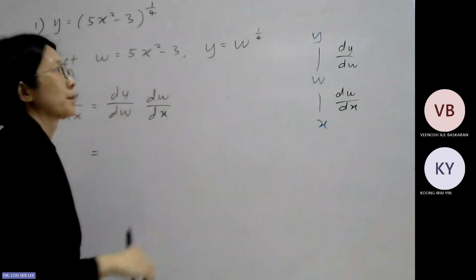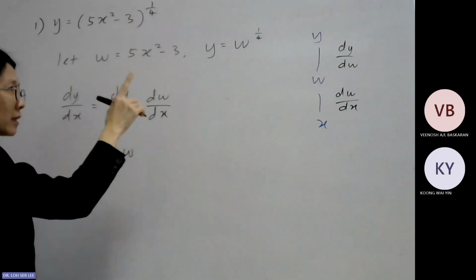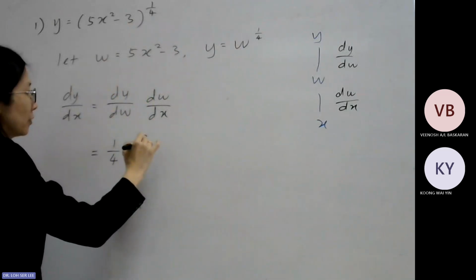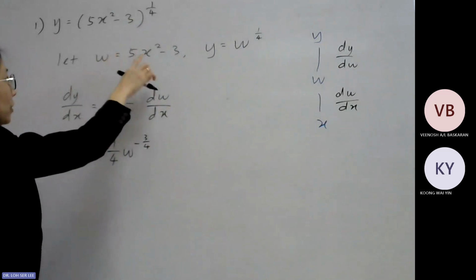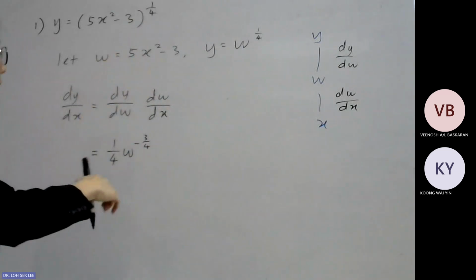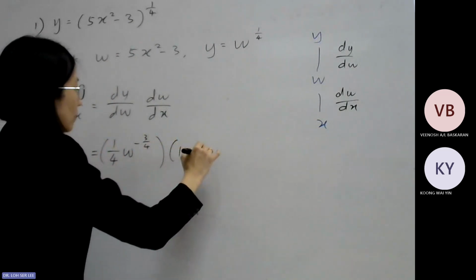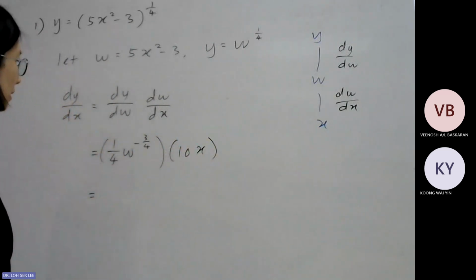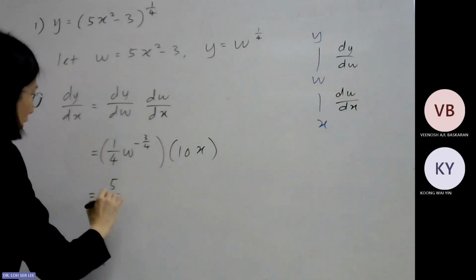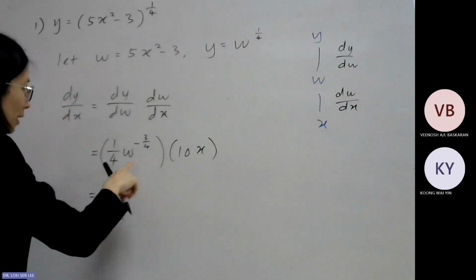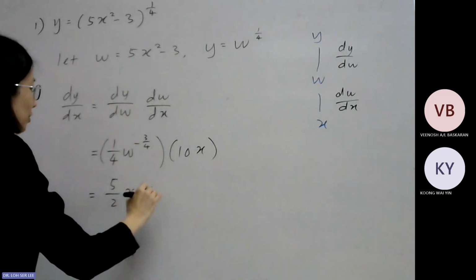dy/dw is 1 over 4 w to the power of 1 over 4 minus 1, which is negative 3 over 4. Then dw/dx, you have 10x. Cancel out the 4 and 10, we have 5 over 2 x, and w we change back into x.